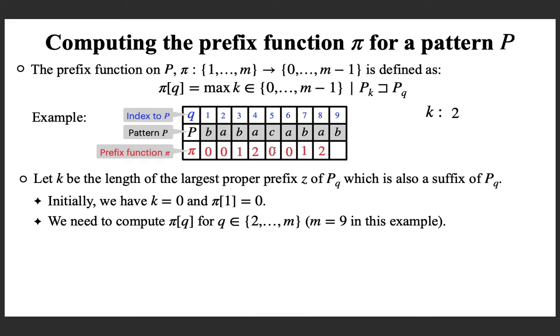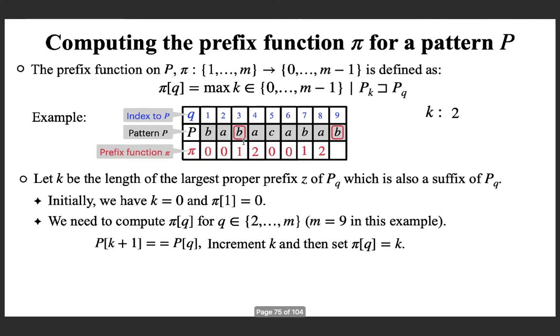Now again you can see that there is a match. At k plus 2 you have B, which is same as what you have at pq. So you know what to do. Increment k and assign it as pi q. So now you said pi 9 is 3. What is the meaning? P9 is having a prefix of length 3, which is a suffix. Okay, which is correct.